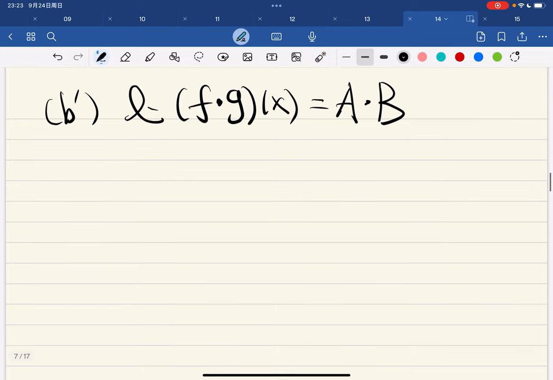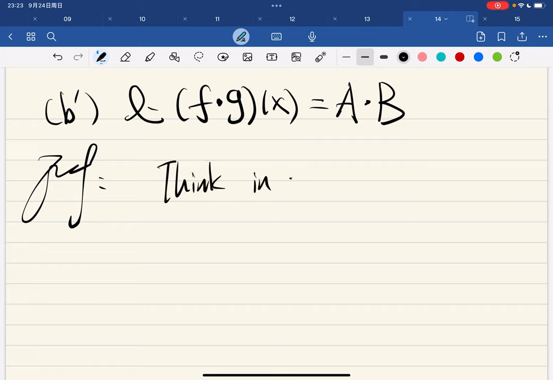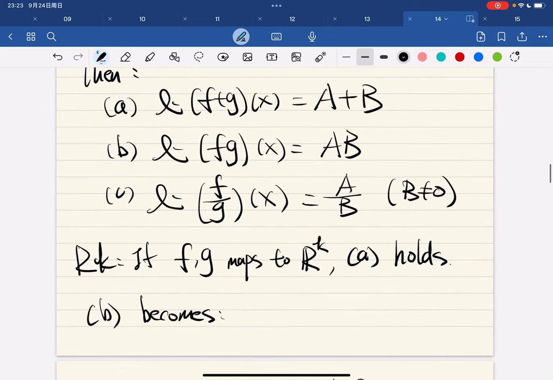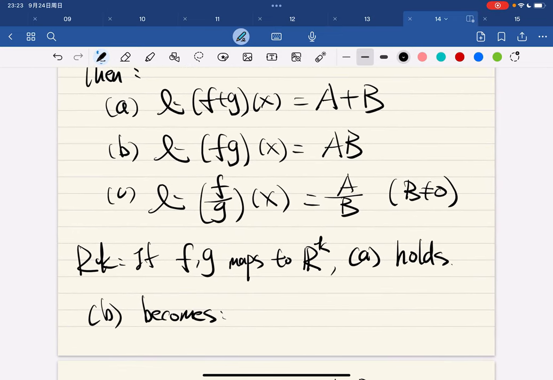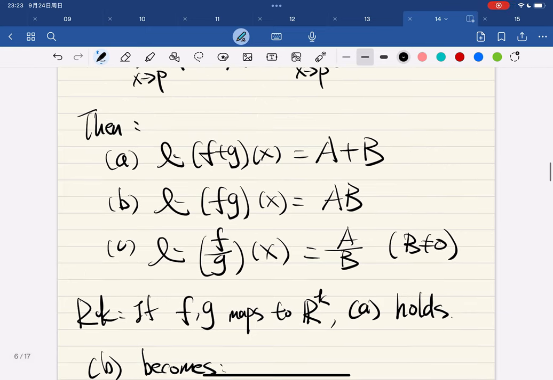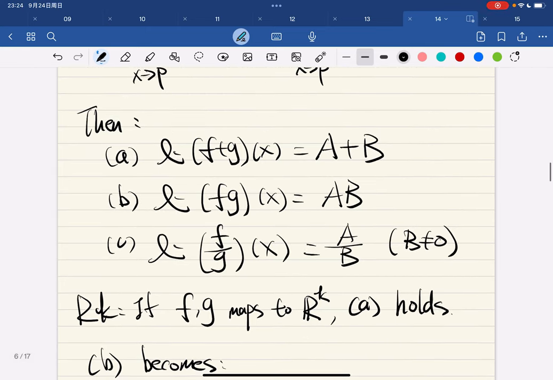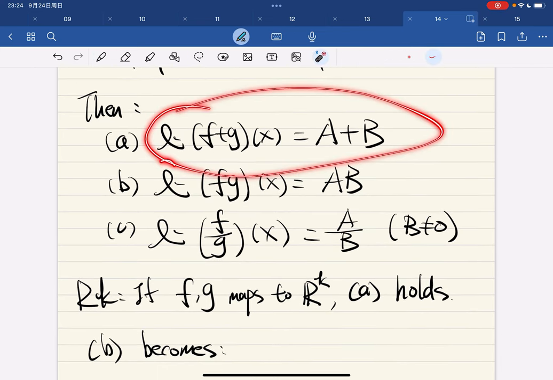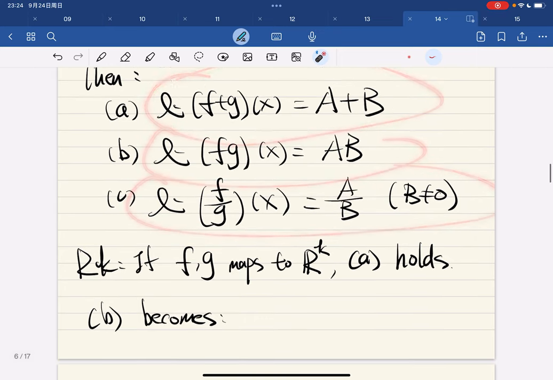So for the proof, we think in terms of sequences. Then we're good, because if you think in terms of sequences, of course sequences satisfy these laws.